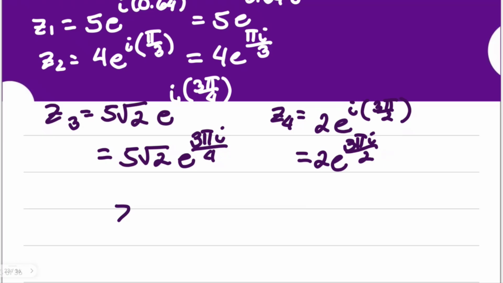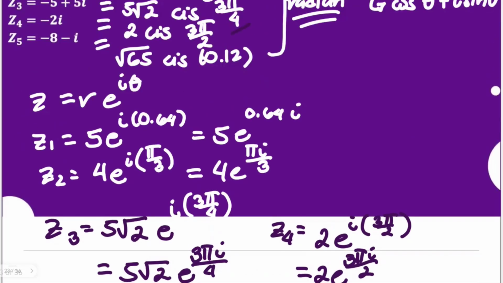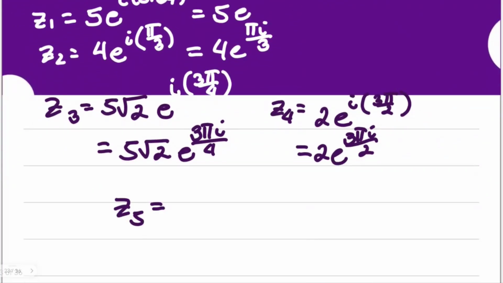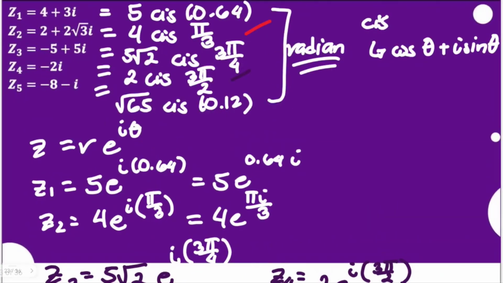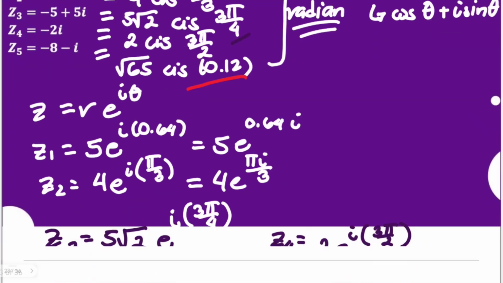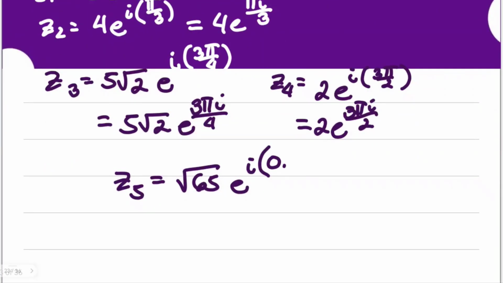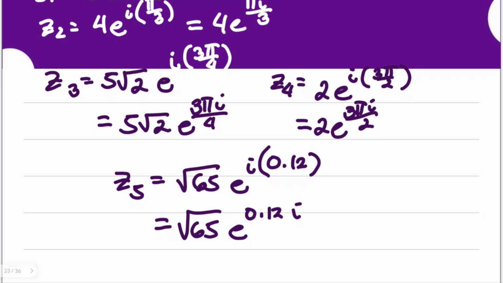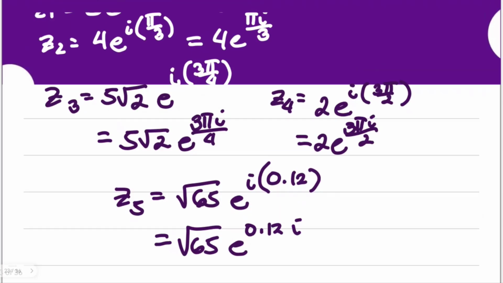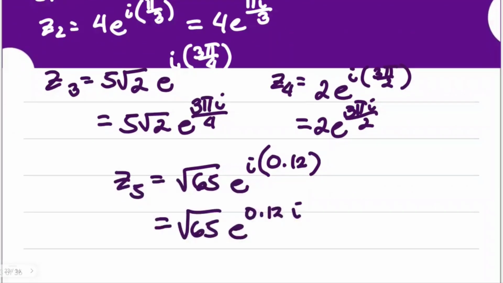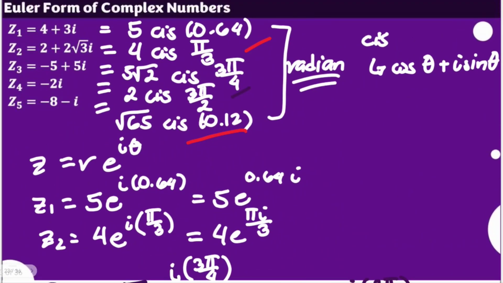Now let's have our last one. Our z sub 5 is actually square root of 65 here. So square root of 65 e to the power of I times our angle, again in radian measurement, 0.12. So this is square root of 65 e to the power of 0.12 I. Again, we are just approximating z sub 5 and z sub 1 because we don't have an exact radian measurement in special angles. But this is how we write the Euler form of complex numbers.